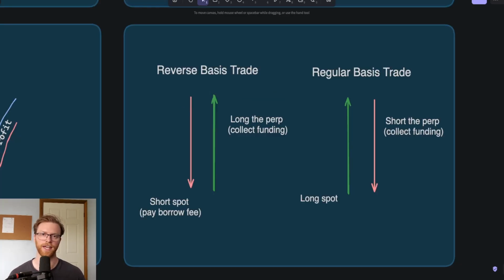So how exactly do you take advantage of these funding rates, and what shape and form does that trade take? Well, you've got a reverse basis trade and you've got a regular basis trade. Now let's look at a regular basis trade first. A regular basis trade is a scenario where the perpetual contract is trading above the spot price, and that gives us that positive funding rate. So a regular basis trade has a positive funding rate.